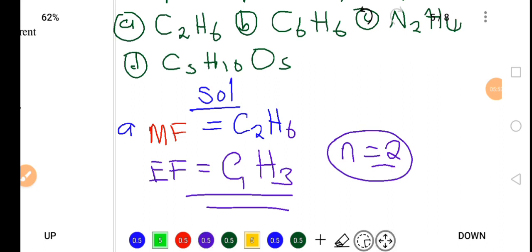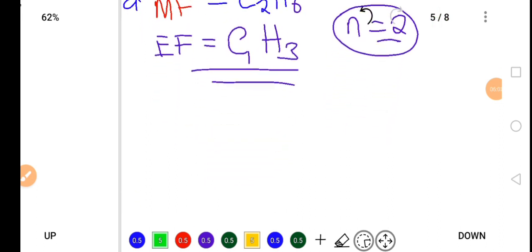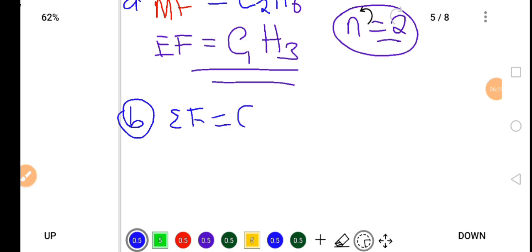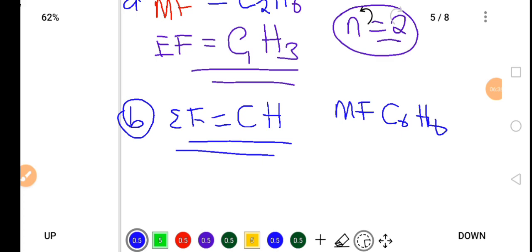And then looking at B, the empirical formula will be CH. Why? Because the molecular formula is C6H6. So 6 into 6, it's 1. 6 into 6, it's 1. So here will be the answer.